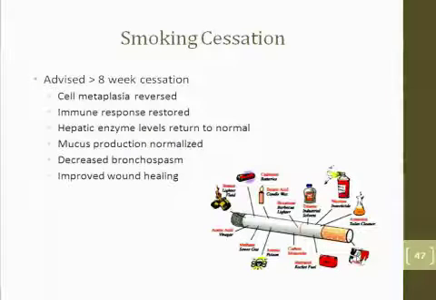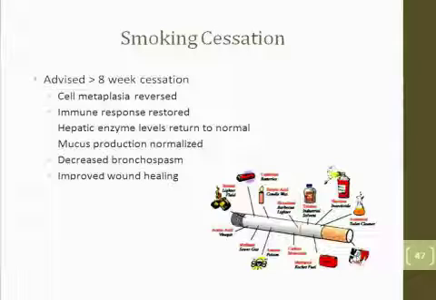If you really want to be perfect, the best situation is to say stop smoking 8 weeks prior to surgery. In the United States, nobody waits 8 weeks for anything, so anything can happen. What you can do is tell the person to stop smoking as soon as they can after the surgery. Cell metaplasia will be reversed, immune response is restored, hepatic enzyme levels return to normal, mucus production is normalized, and you get decreased bronchospasm and improved wound healing.